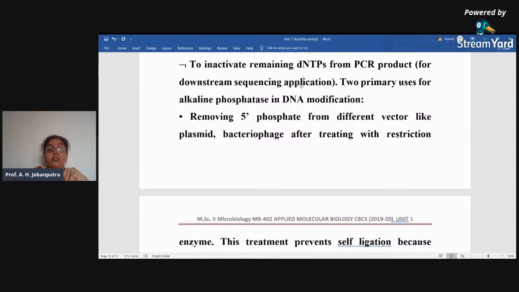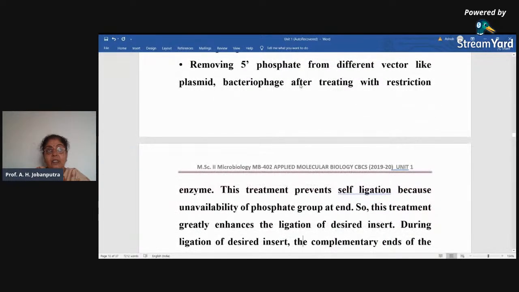Then two primary uses of alkaline phosphatases in DNA modification is also there, restriction modification. To remove the 5' phosphate from vectors like plasmids, phages, which are treated with restriction enzyme. जे रिस्ट्रिक्शन एन्झाईमने ट्रीट केलेले असतात त्यांचा 5' फॉस्फेट काढून टाकायचं काम हे करू शकतात.